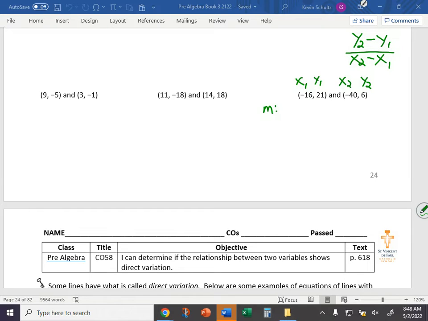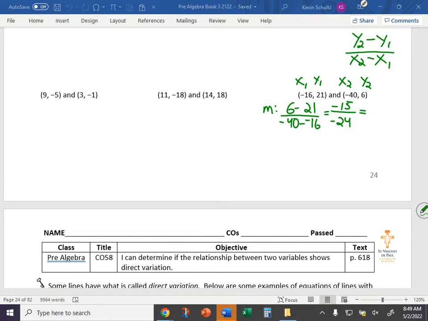All right, so yours should look like this. 6 minus 21 over negative 40 minus negative 16. So you got a couple negative things going on here. Subtracting a negative 16. Remember that actually means, 6 minus 21 is a negative 15. Negative 40 plus 16, because we're subtracting a negative, is a negative 24.